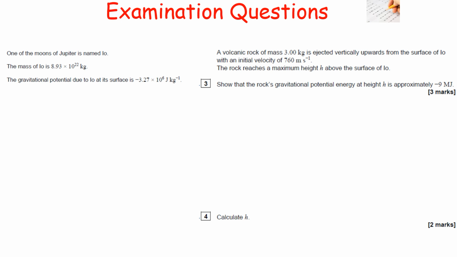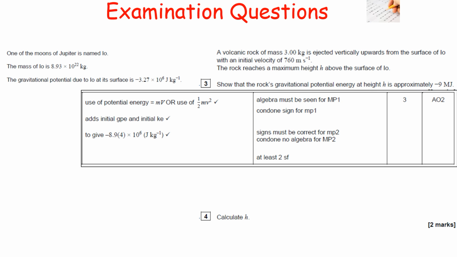Right, so how do you answer this particular question? We're trying to work out the gravitational potential energy. We can say that it's going to be equal to a half mv squared, because that kinetic energy is going to turn into gravitational potential energy. We can then add our initial gravitational potential energy, because we've got the radius of Io from the previous question, so we can say mgh from that part, and add it onto the kinetic, and therefore you can work it out to be 8.9 times 10 to the 6.